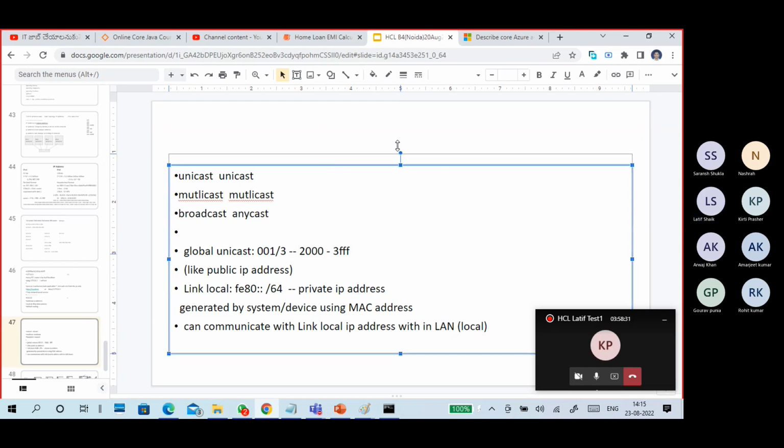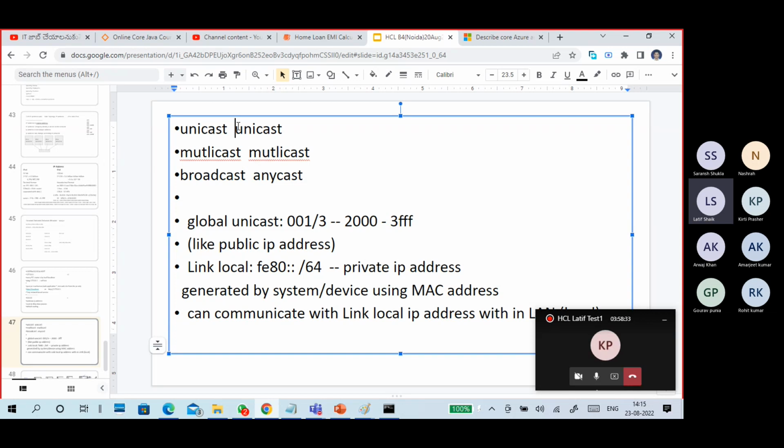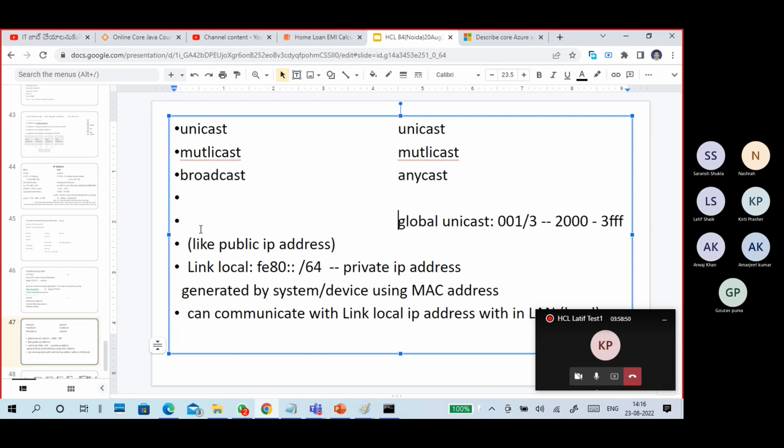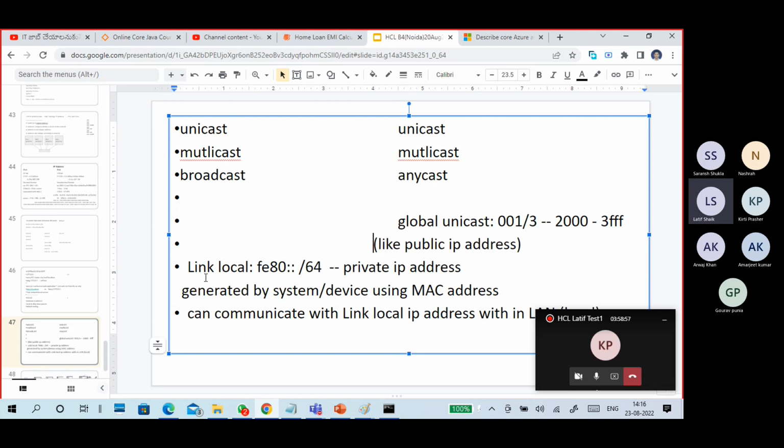Guys, in IPv4 you have unicast, in IPv6 also you have unicast. In IPv4 we have multicast, and in IPv6 you have multicast. We have broadcast in IPv4, but in IPv6 we don't use it. In both IPv4 and IPv6 we have global unicast. Global unicast is like a public IP address.